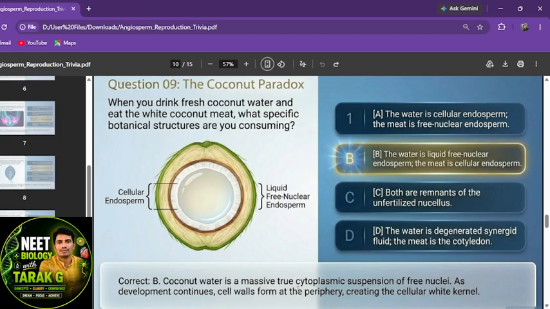Coconut water is a massive cytoplasmic suspension of free nuclei. As development continues, cell walls form at the periphery, creating the cellular white kernel. This is the cellular white kernel, which is the cellular endosperm. This is the free nuclear endosperm. What we are eating here, that meat, is the cellular endosperm. We are eating this one only, the coconut meat. Got it?